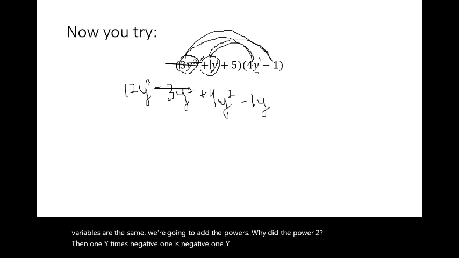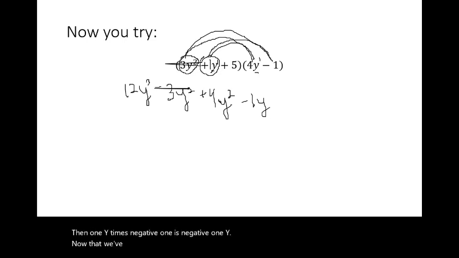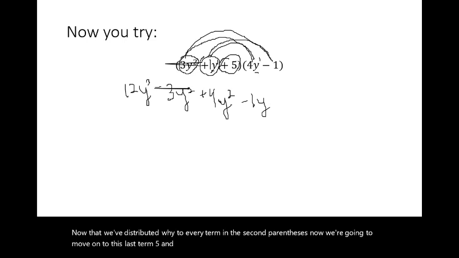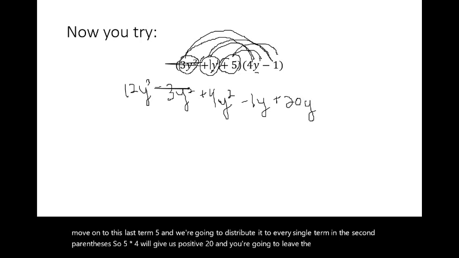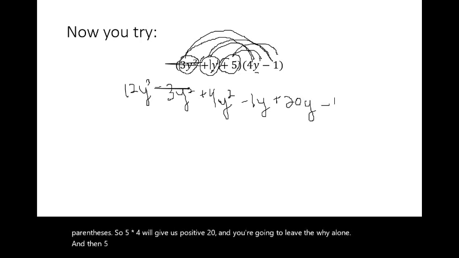Now that we've distributed y to every term in the second parentheses, we're going to move on to this last term 5, and distribute it to every single term in the second parentheses. So 5 times 4 will give us positive 20, and you're going to leave the y alone. And then 5 times negative 1 will give us negative 5.